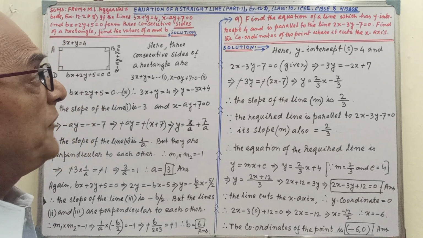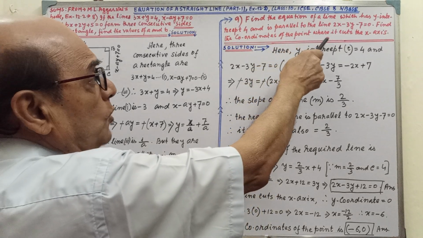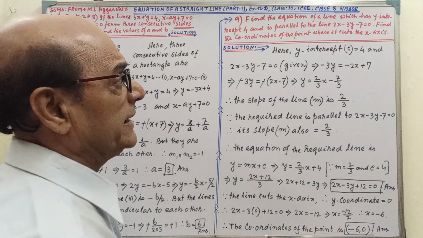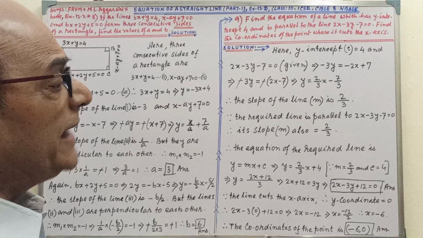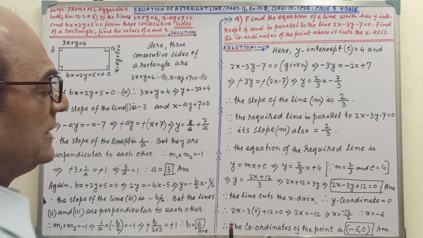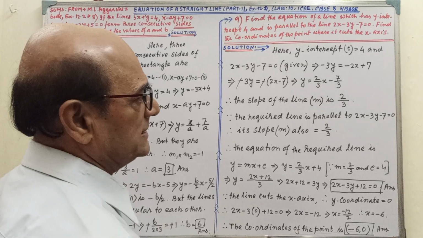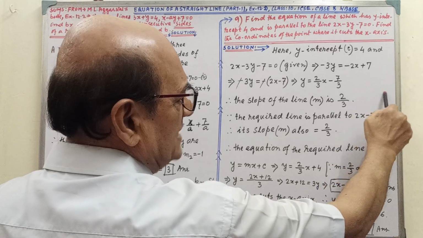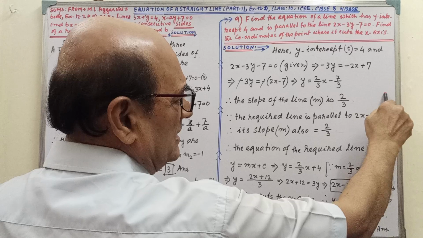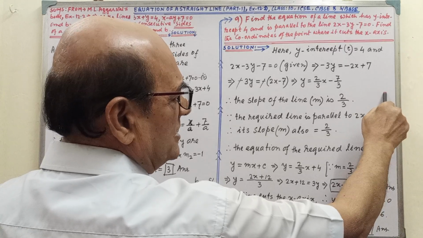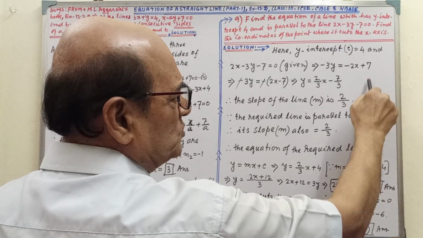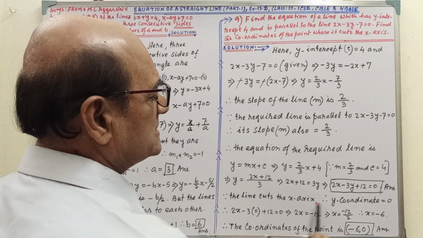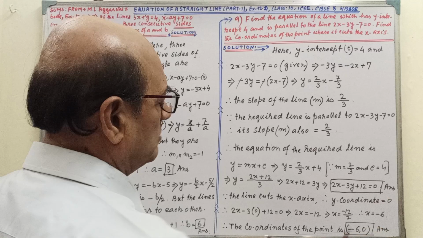Next, find the coordinates of the point where it cuts the x-axis. This equation cuts the x-axis at which point, that coordinate is required. Since the line cuts the x-axis, this is the x-axis, that means the point of intersection lies on the x-axis, that means the y coordinate will be 0. Since the line cuts the x-axis, therefore y coordinate equals 0.